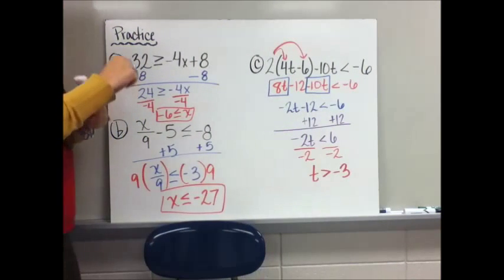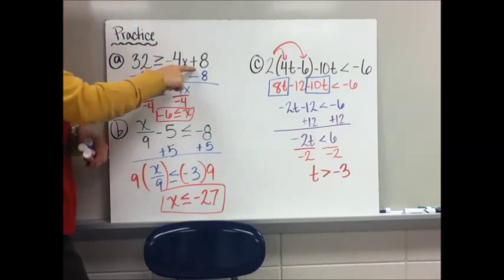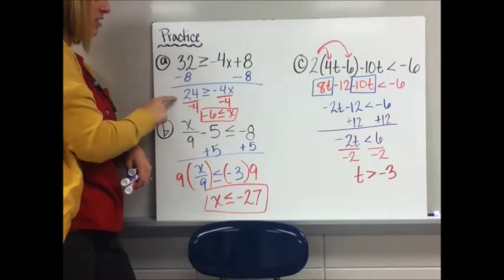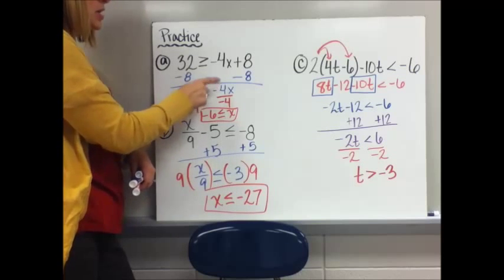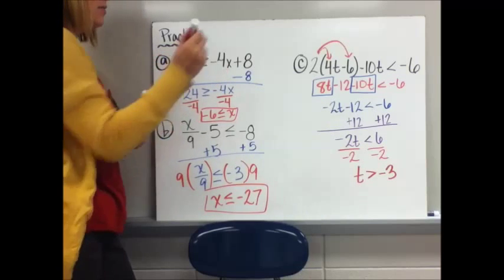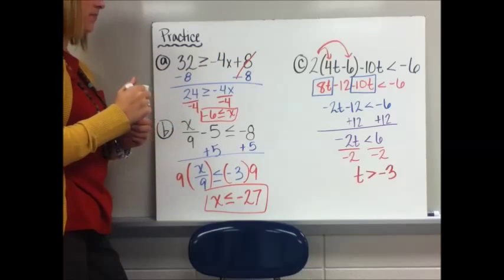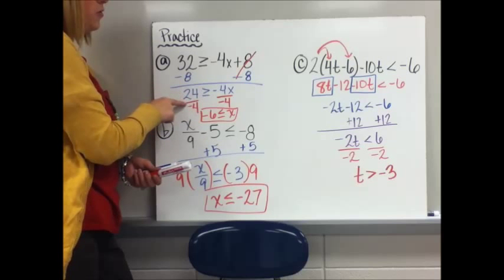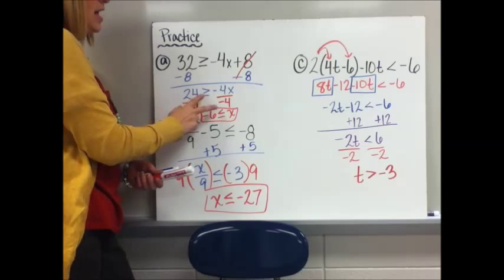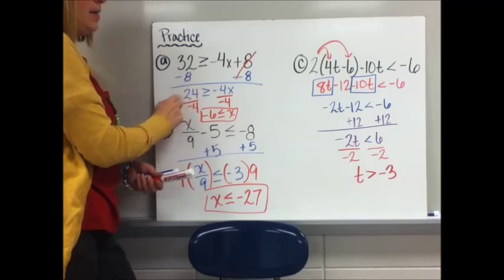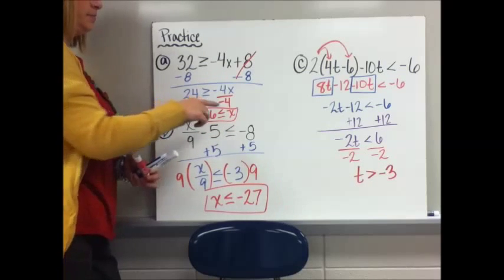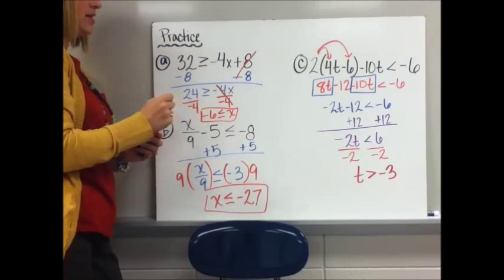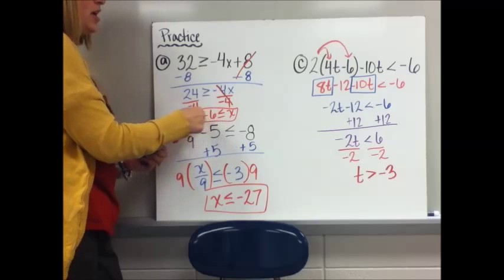Okay, for practice A, we started by subtracting 8 on both sides because we're going to undo the adding 8. So over here, 32 minus 8 is 24, greater than or equal to -4x came down because 8 minus 8 cancels. Next, we're going to divide by -4 on both sides. 24 divided by -4 is -6. The symbol reverses because I am undoing multiplying by a negative. Cancels over here, and x comes down. So my solution set is x is greater than or equal to -6.